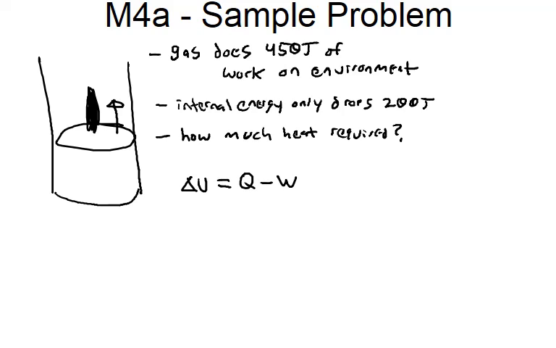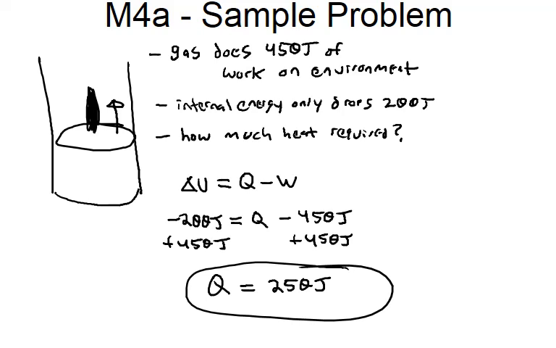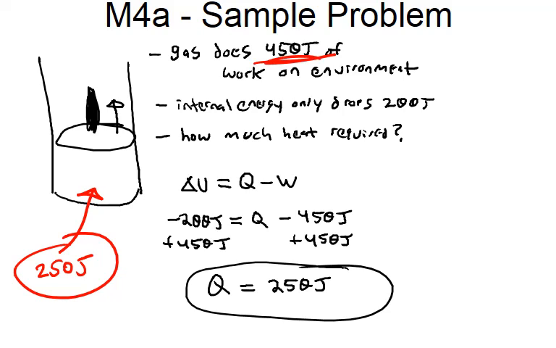Okay. So the gas is doing work, 450 joules, and it says the internal energy only drops by 200. So we have the internal energy dropping by 200. How much heat would that take? Well, it would take 250 joules of heat coming in. It's doing 450 joules, so therefore it only drops by 200.